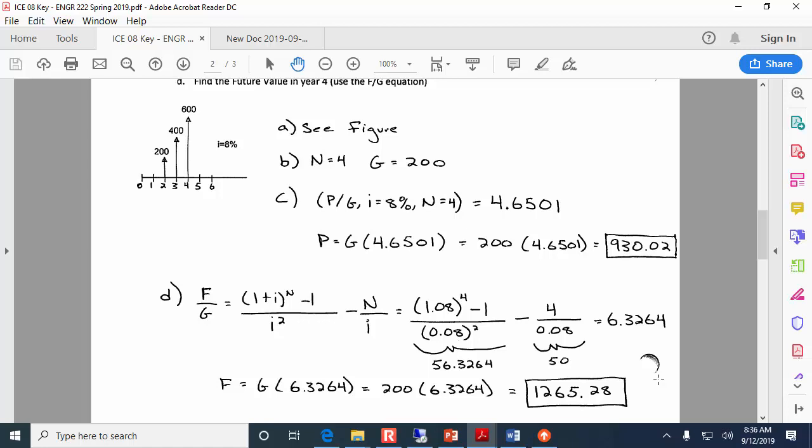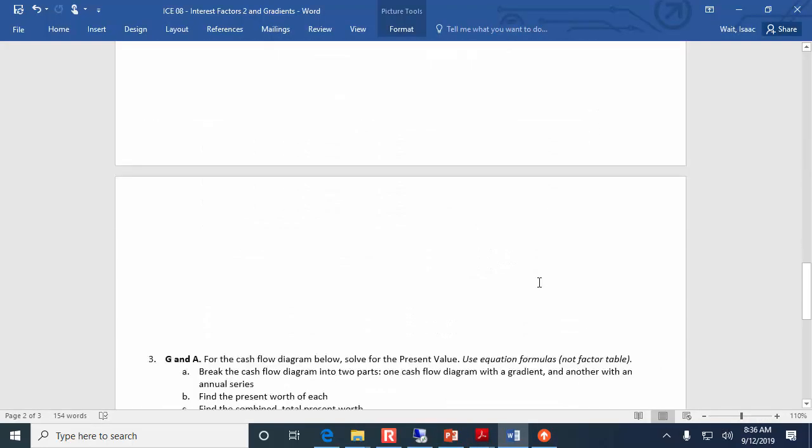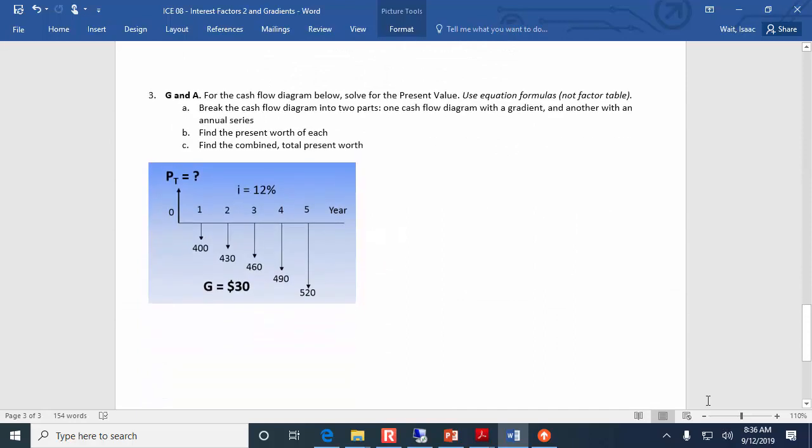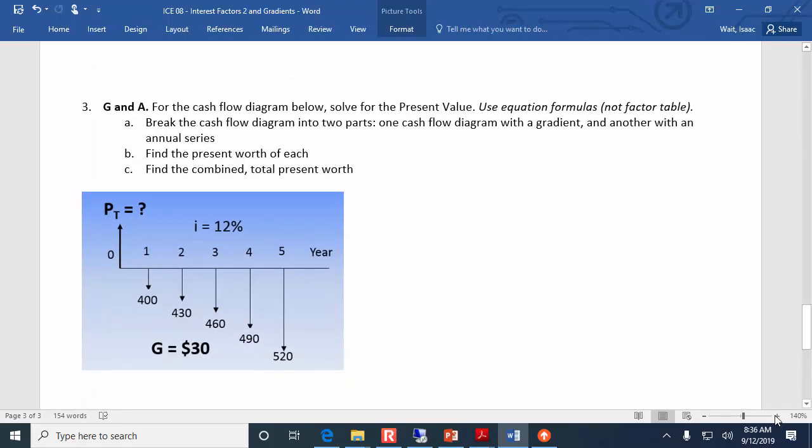All right, problem 3 is another gradient, this time a little bit more tricky because you've got an annual series and a gradient on top of each other. Let's look at that cash flow diagram and talk about it before you start solving here. All right, what we could do is we could separate this into 2 problems.